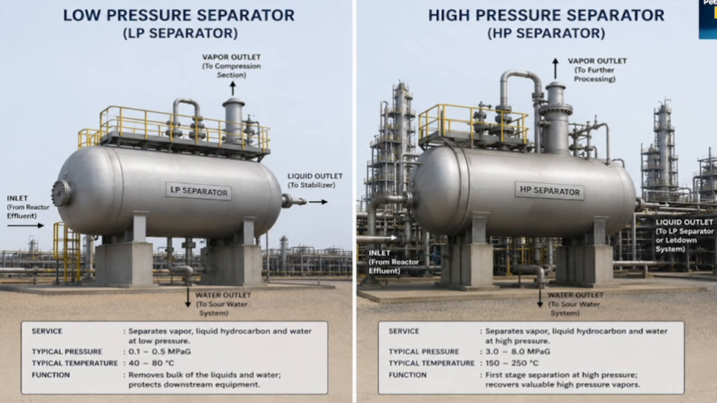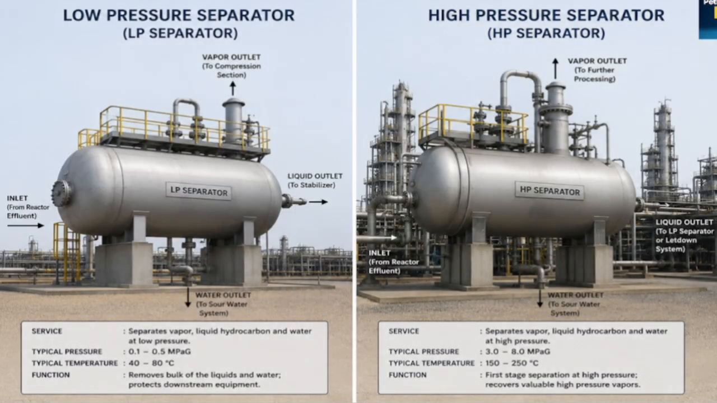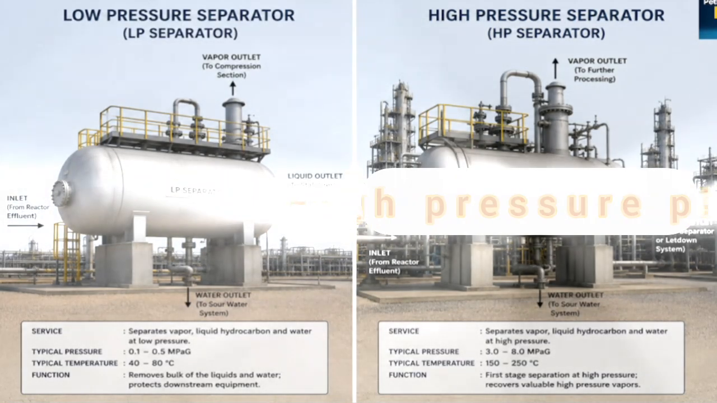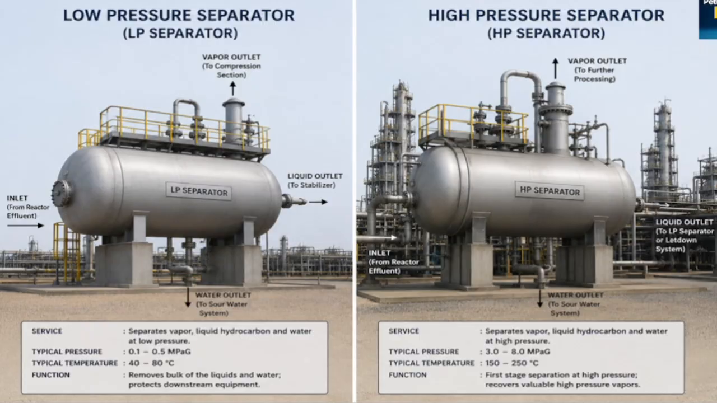First of all, one thing we should know is that when crude oil is produced, it is trapped in our manifold, and for our manifold we have a high pressure pipe and a low pressure pipe. When crude is produced, some comes out with high pressure while some comes out with low pressure. Those that come out with high pressure flow through our high pressure pipe, and those that come out with low pressure flow through our low pressure pipe.